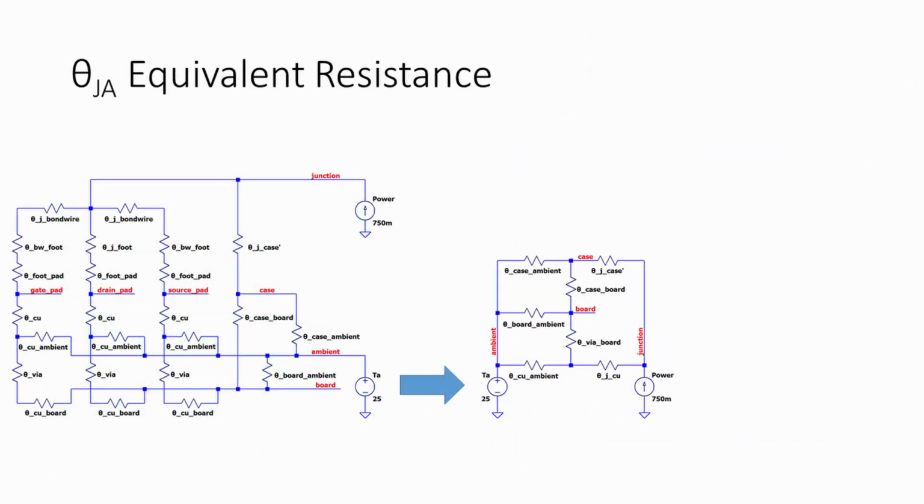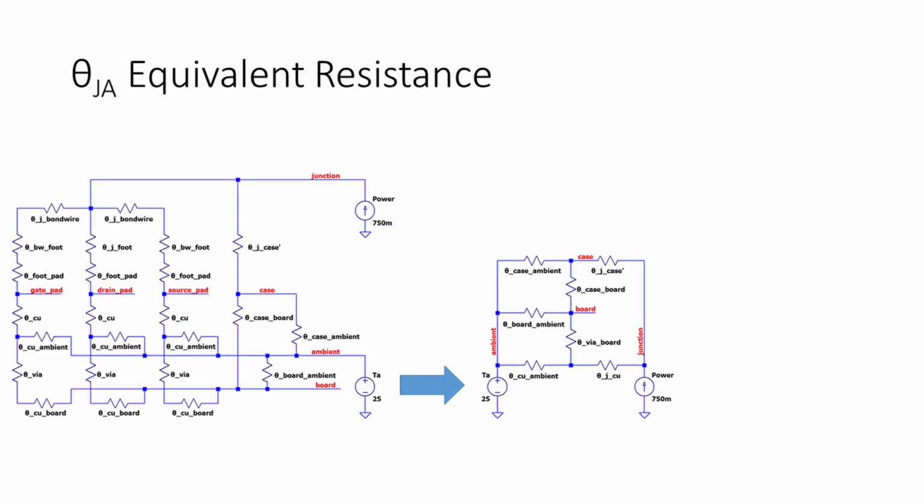For a package like the SOT23, the most useful thermal parameter is going to be theta JA, which is the series and parallel combination of all of these thermal resistances. Combining resistors in series and parallel gets us to the somewhat simpler circuit shown in the middle. To simplify further, you can do one of two things.